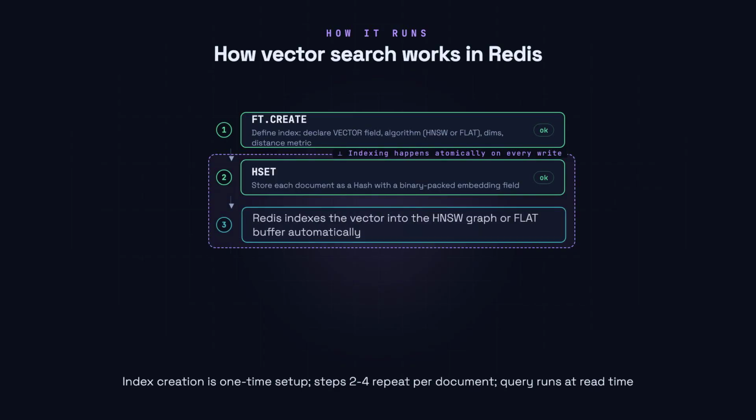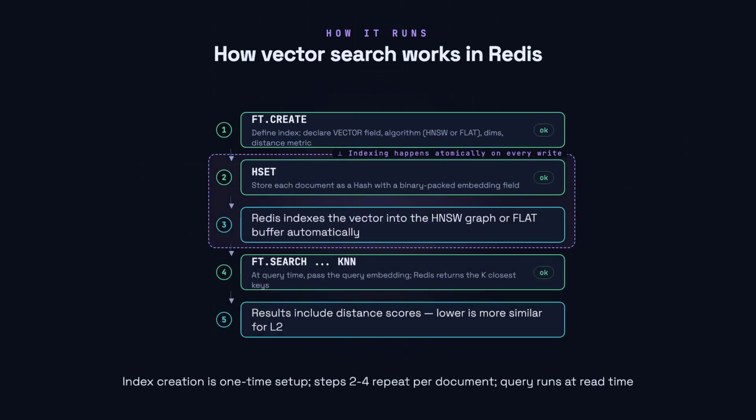You create the index once with FT.CREATE, declaring the vector field's algorithm, dimensions, and distance metric. Every HSET after that automatically updates the index, and FT.SEARCH with KNN retrieves the nearest neighbors at query time.